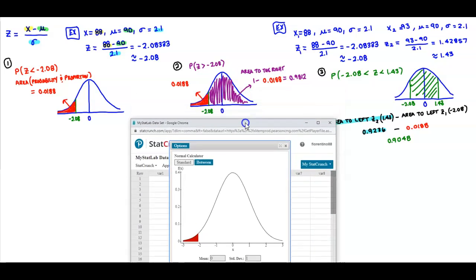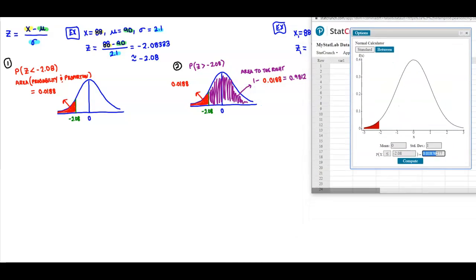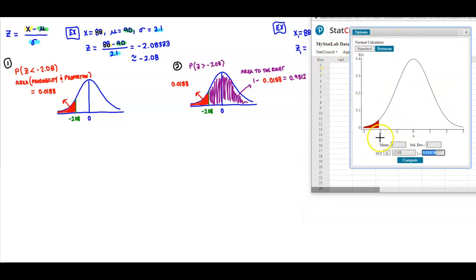Now, in order to find the area to the right, what we would do by hand is take the value of 1, which is the area under the curve, and subtract the area to the left, which would give us 1 minus 0.0188, which would give us an area of 0.9812. So let's take a look at how we would do that. Over here, all we need to do is change this to a greater than or equal to, so you can see that everything is shaded to the right. And if we take a look at the probability, we get the same thing, 0.9812.